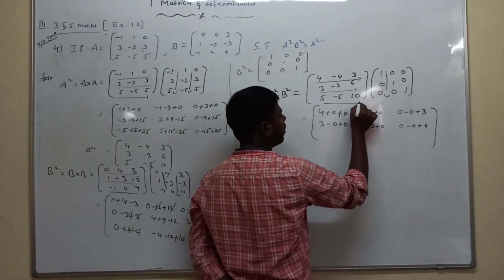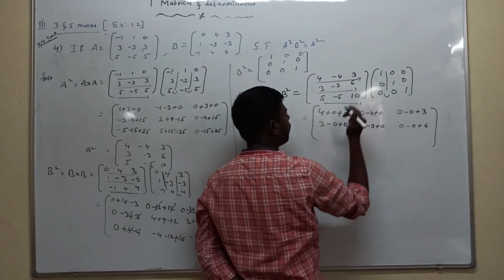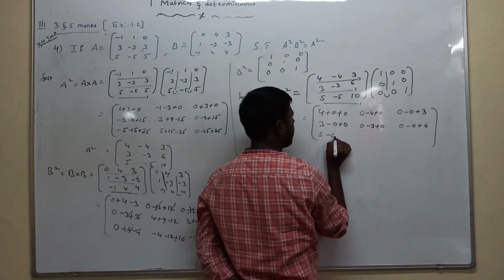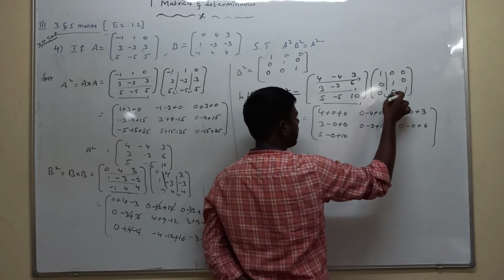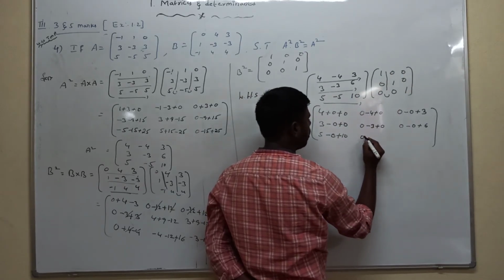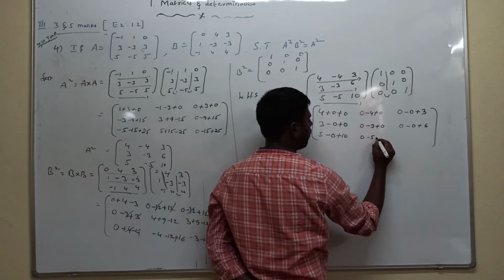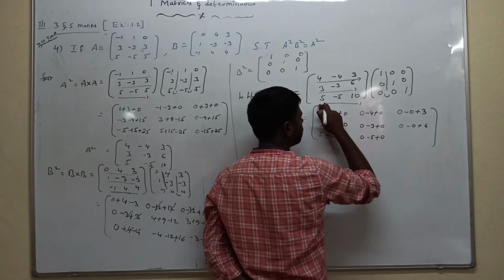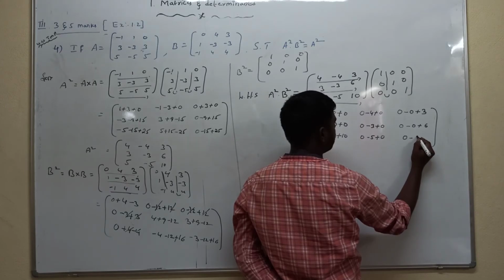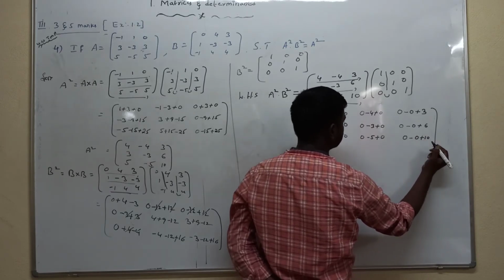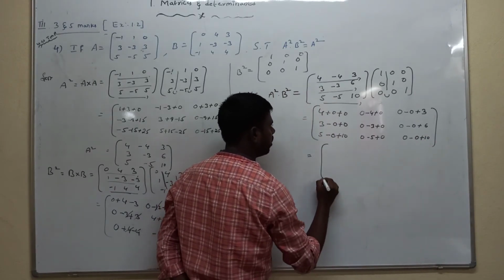Next, product with the third row, first column: 5 into 1 is 5, minus 5 into 0 is 0, plus 10 into 0 is 0. Next, product with third row, second column: 5 into 0 is 0, minus 5 into 1 is minus 5, plus 10 into 0 is 0. Next, product with third row, third column: 5 into 0 is 0, minus 5 into 0 is 0, plus 10 into 1 is 10. Now simplify this one.